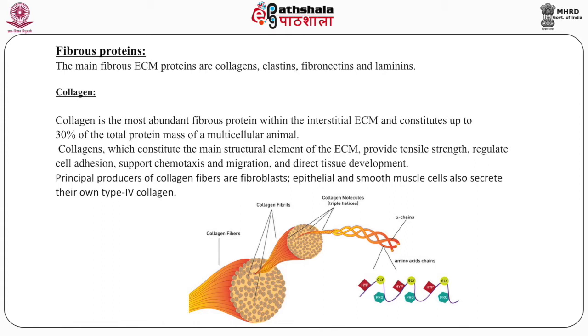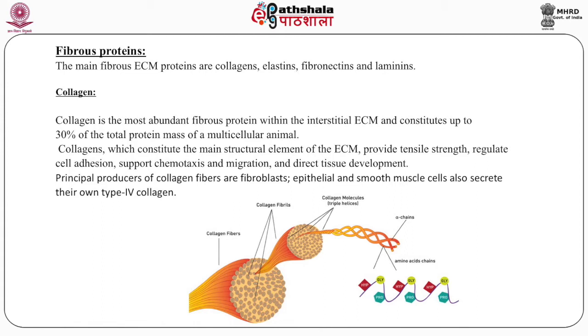The main fibrous ECM proteins are collagen, elastin, fibronectins and the laminins. Starting with collagen, collagen is the most abundant fibrous protein within the interstitial ECM and constitutes up to 30% of the total protein mass of a multicellular animal.